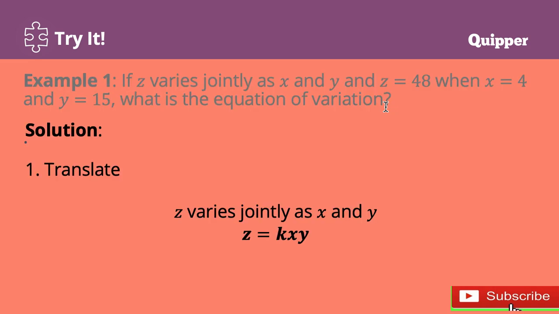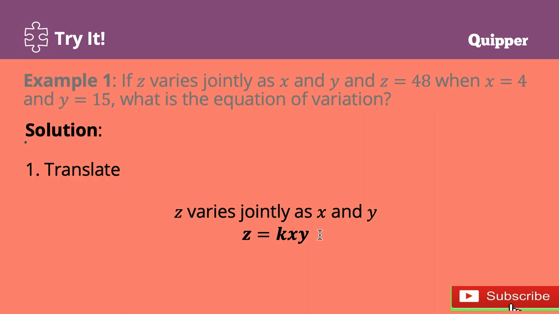Okay, here's the solution. First, we are going to translate the variation statement into a mathematical equation. The statement is z varies jointly as x and y. The keyword is the word jointly. So we'll be using this translation: z is equal to kxy, or k times x times y. The constant of the variation is k, and the two independent variables of this variation are x and y.